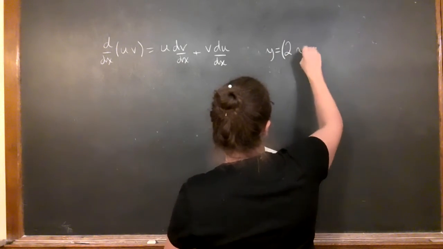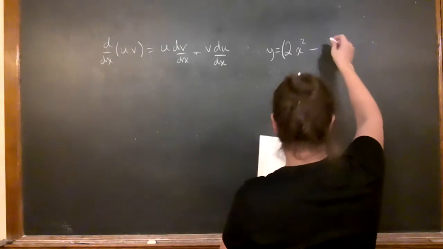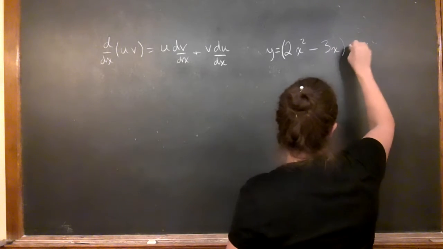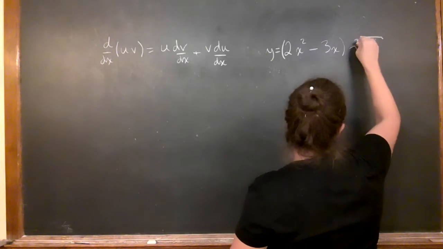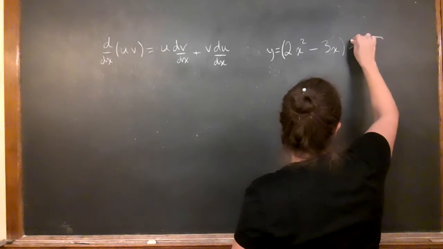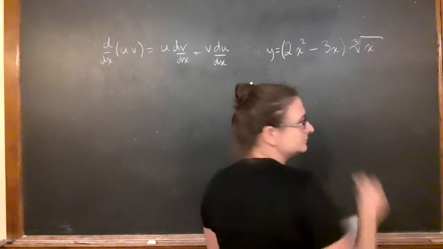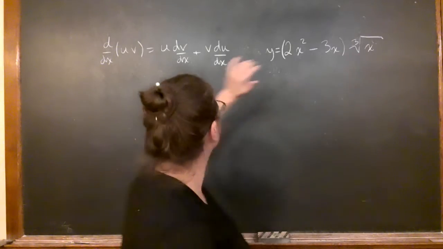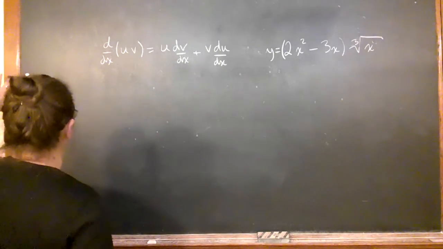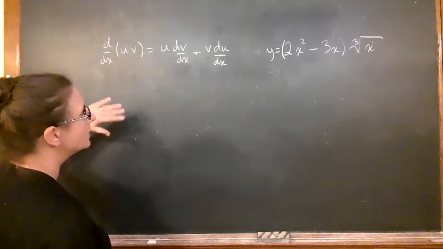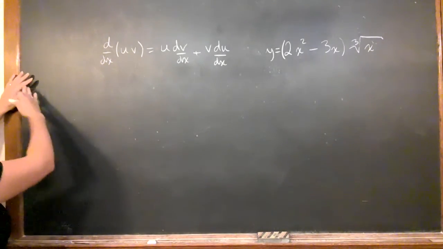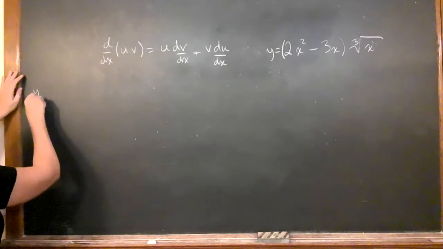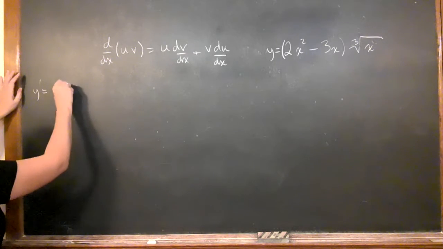What do I have here? Y equals 2x squared minus 3x times the cube root, that's a cube root, sorry, guys, didn't look good, but a cube root of x. Okay, so I've got this guy times that guy. I go ahead and use my power, sorry, I keep saying power rule. I mean my product rule. I'm going to pull it over here so I have more space.